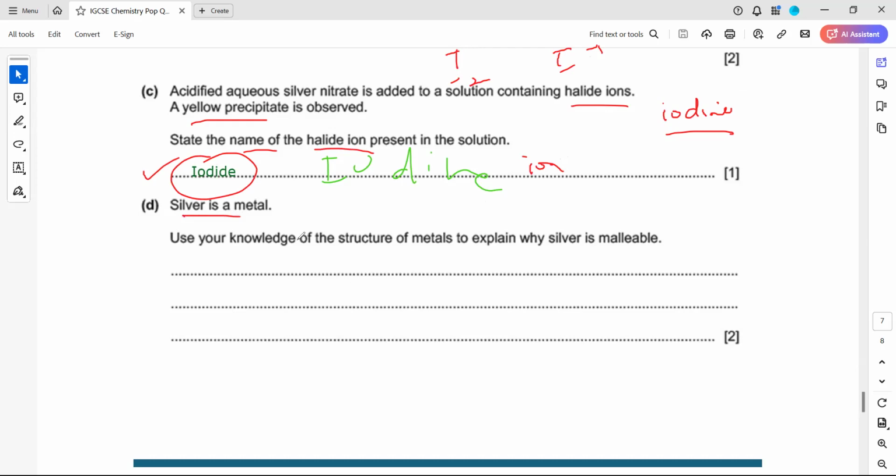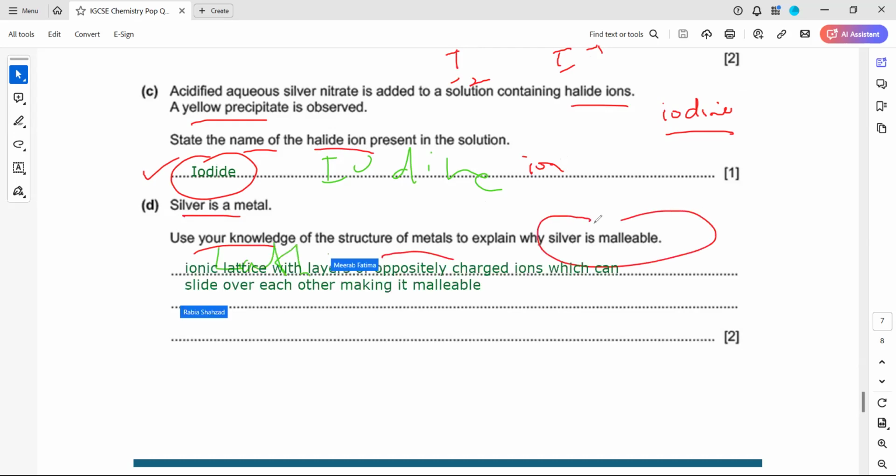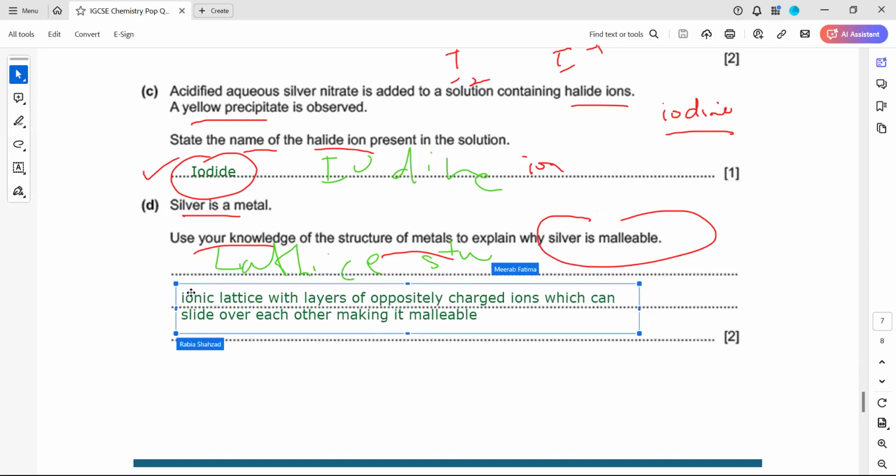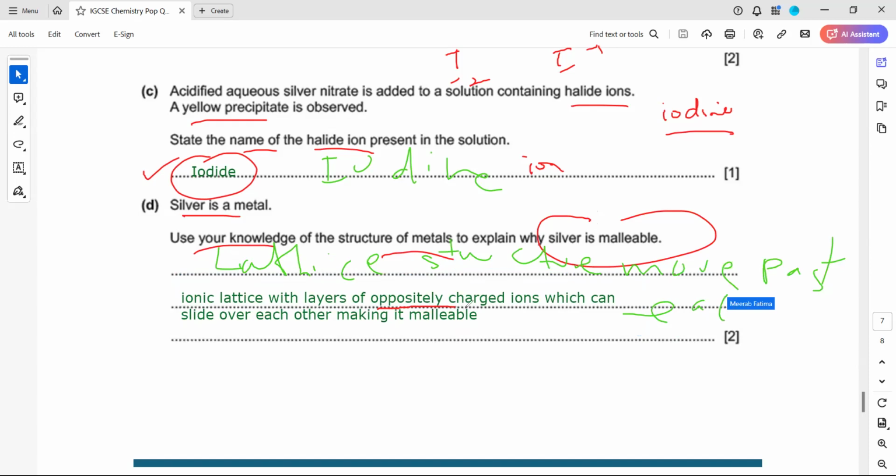Silver is a metal. Use your knowledge of the structure of metals to explain why silver metal is malleable. Why are metals malleable? They have a lattice, an ionic lattice, or a lattice of oppositely charged ions. If you mention oppositely charged ions, it will be wrong. Why is it wrong? Because it's a metal, so you're not supposed to say oppositely charged. We want to talk about the silver metal. This is not ionic.